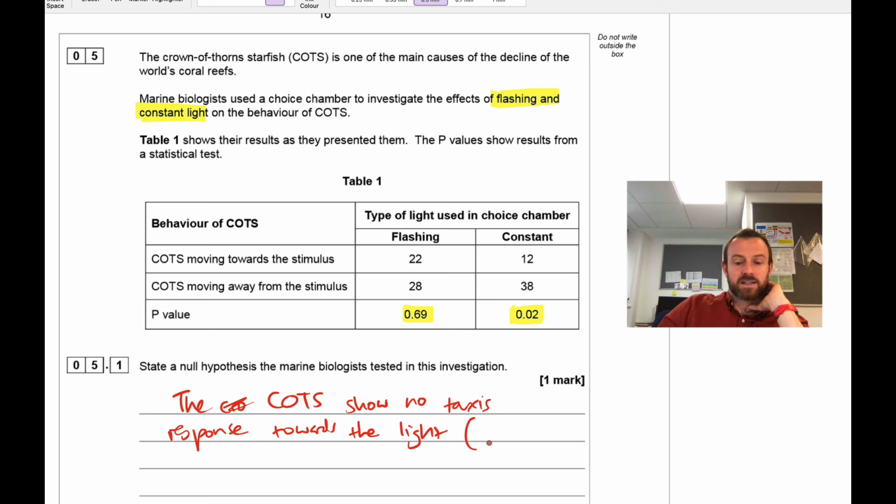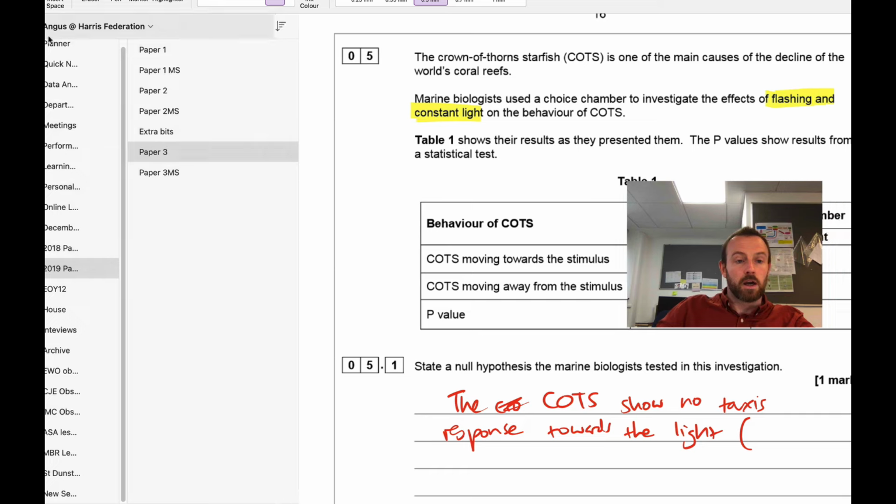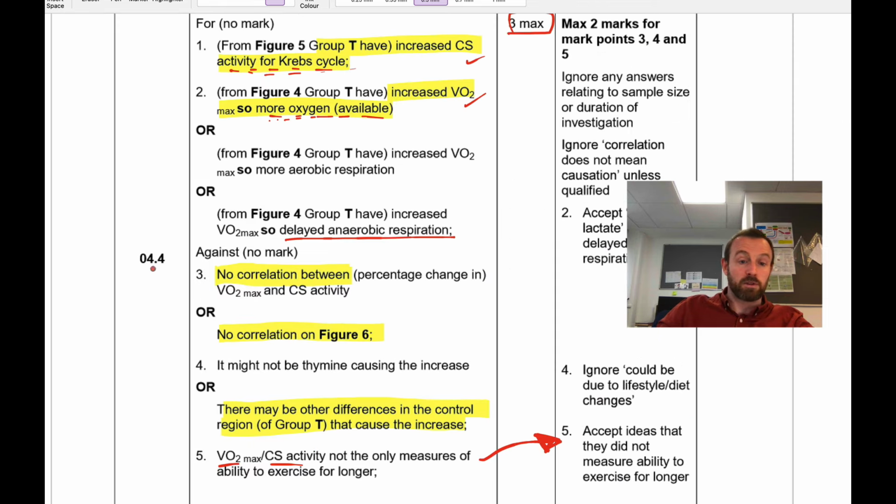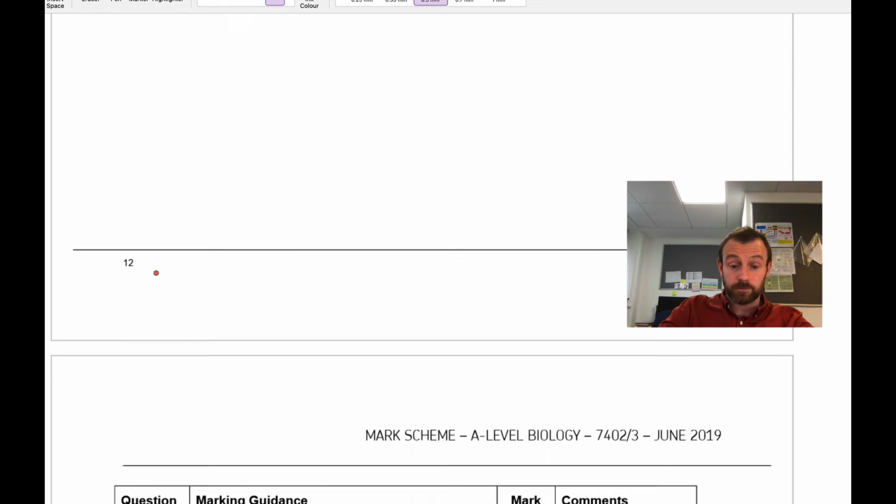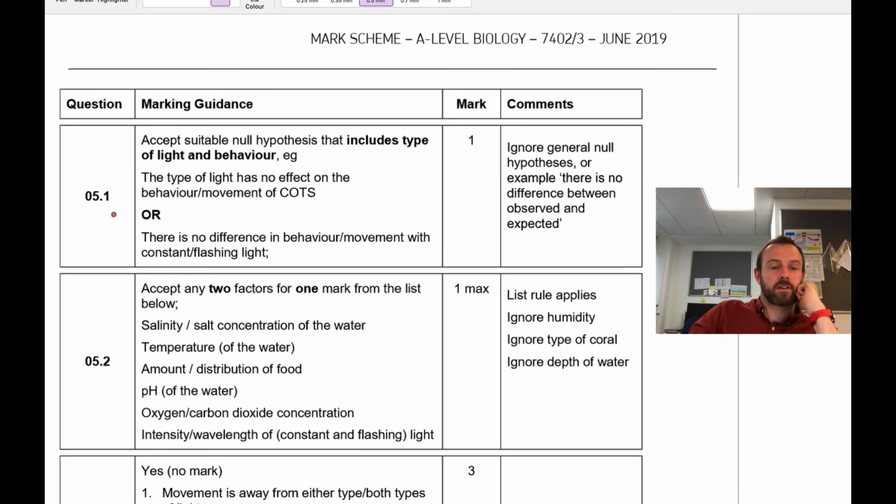I won't put that in brackets. I.e., they would not move. There'd be the same amount moving towards and away. Yeah, okay. So I think this would get the mark. There is no difference in behavior or movement with constant or flashing light.